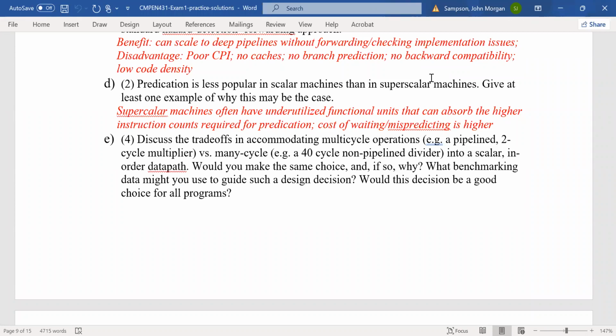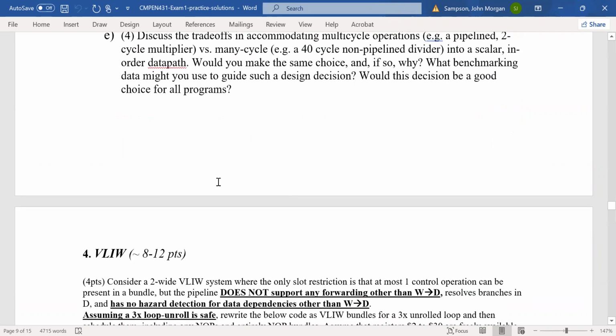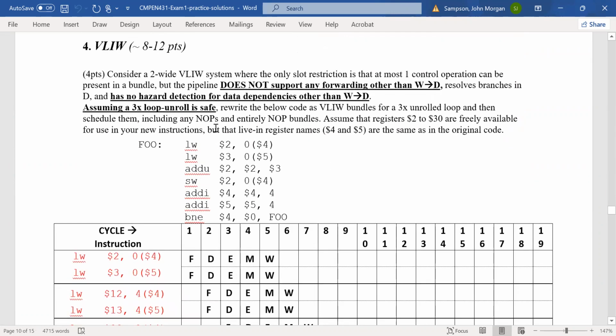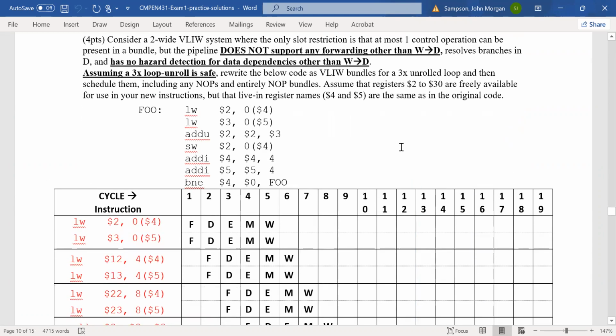Okay, leave this one as an exercise to the reader. A little bit interesting, but there's a bigger space of discussion, so I'm not going to go into it right now. Okay, let's do VLIW.